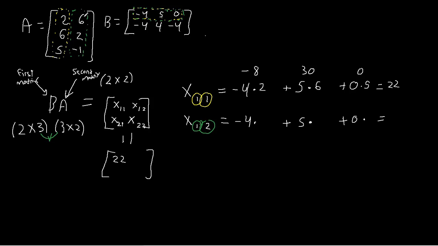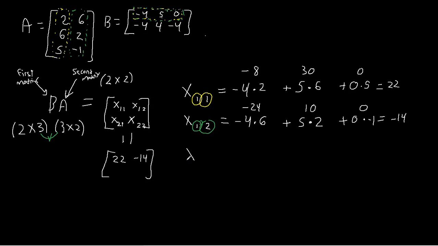So what are we going to pull out? The 6 is the first element, the 2 is the second element, and the -1 is the third element. Now we can do the math again. This is going to be -24, this is going to be 10, and this is going to be 0, so we're going to get -14. So we know that x12 is going to be -14. Okay, so we can do this again.